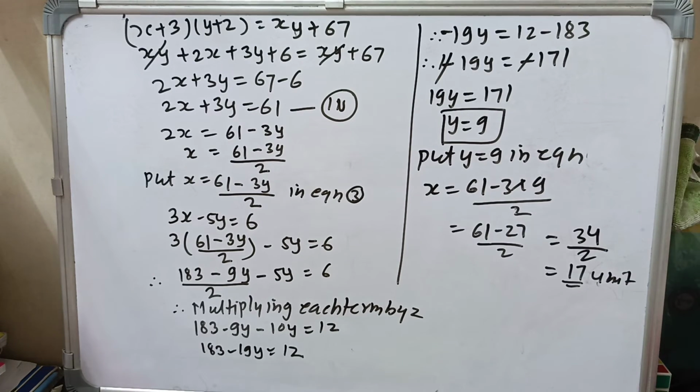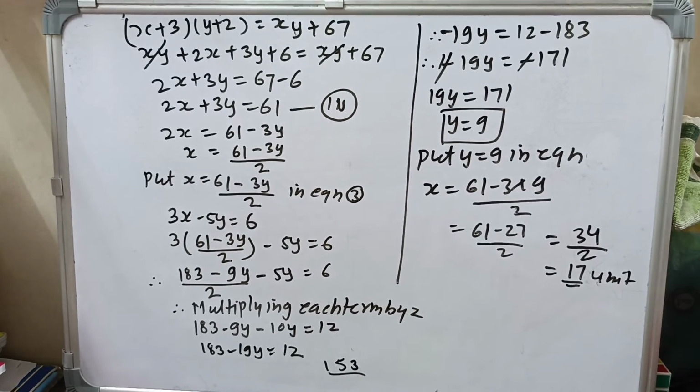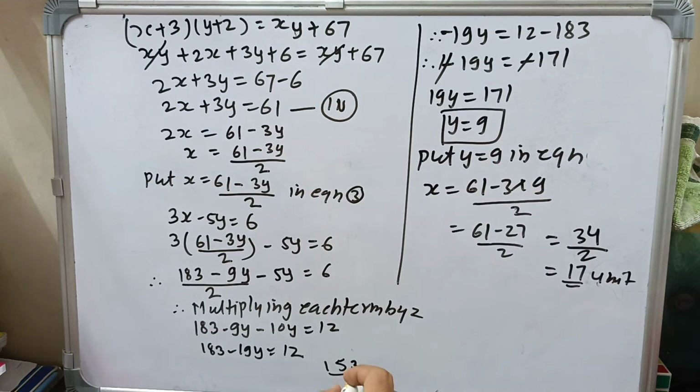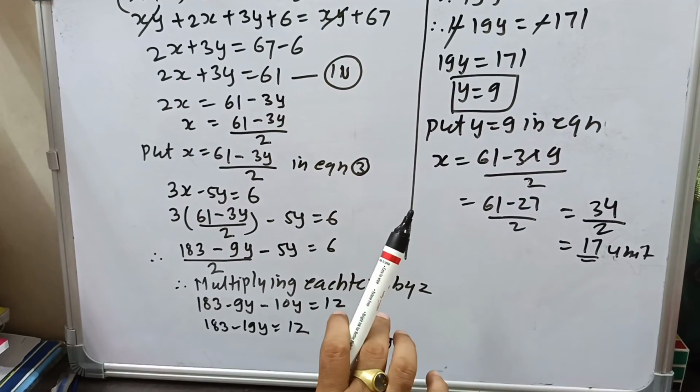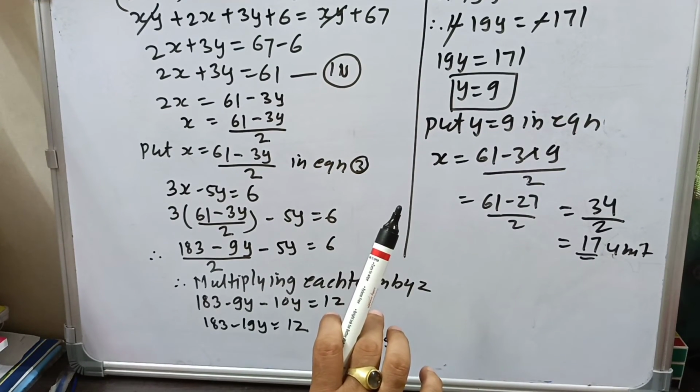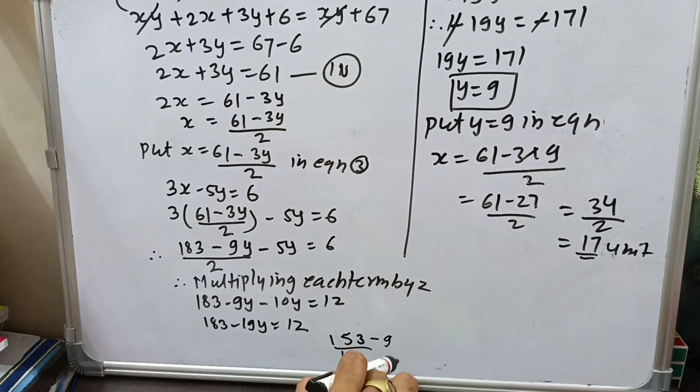If we want to check the answer, how can we check? 17 multiplied by 9 is 153. The area is 153. Now 153 minus 9 is equal to 144. And 144 is equal to, if the length is reduced by 5, 17 minus 5 becomes 12, and 12 multiplied by 12 becomes 144.